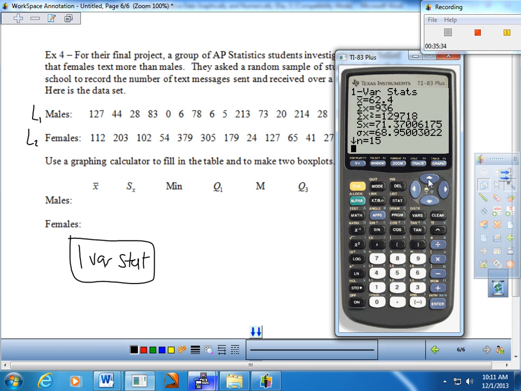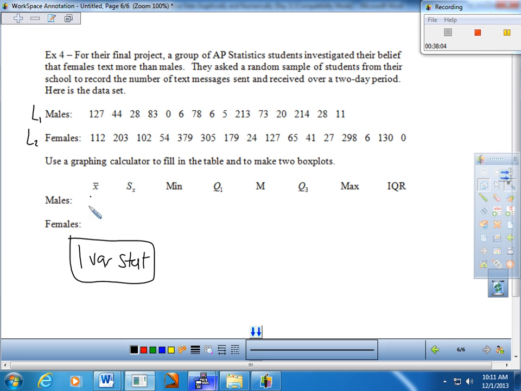All right, so I'm going to get my values in my table. I've got them on my paper, so it'll be a little easier. And let's see what we've got. All right, guys, so here we go. Mean texting for males was 62.4. Standard deviation, so on average, the values are 71.4 away from the mean.